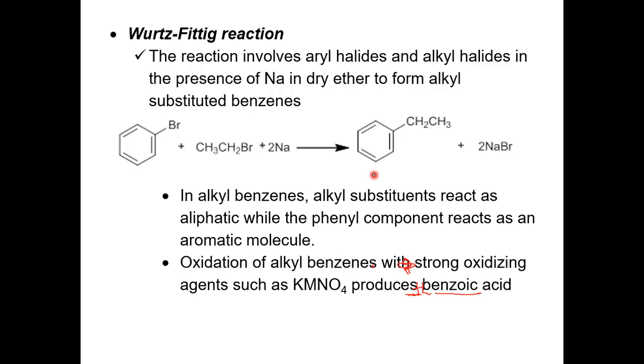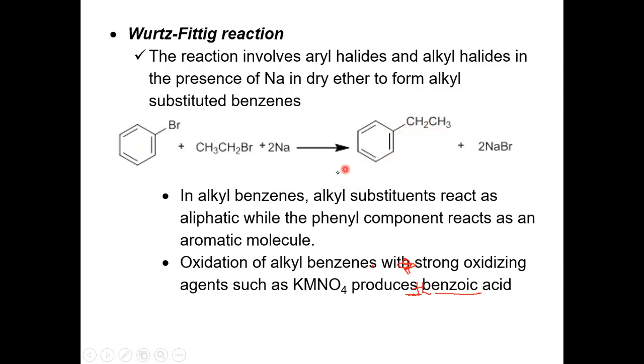Now, we are saying that in alkyl benzenes, alkyl substituents react as aliphatics, while the phenyl substituent reacts as aromatics. So if you have an alkyl group like this one, it reacts as aliphatic, and this part will react as aromatic. Now we can oxidize the alkyl group. If you have a very strong oxidizing agent like KMnO4, it can convert this to what?